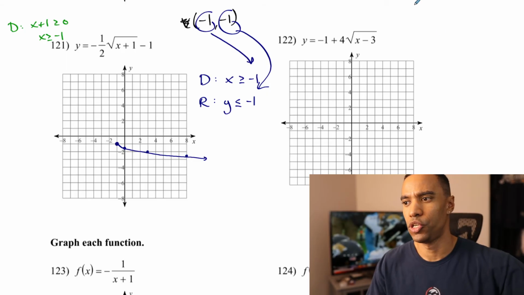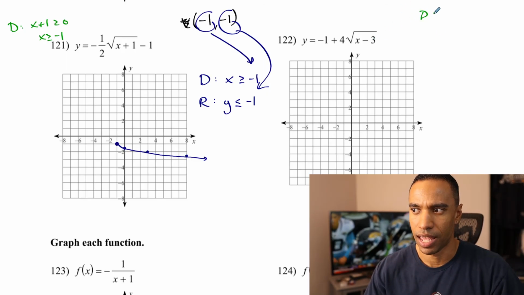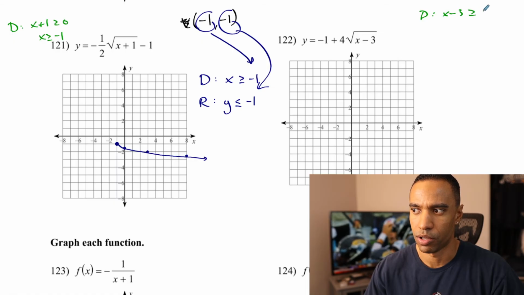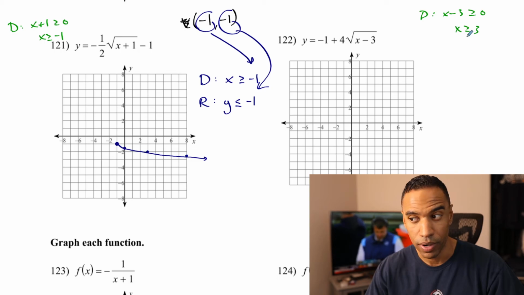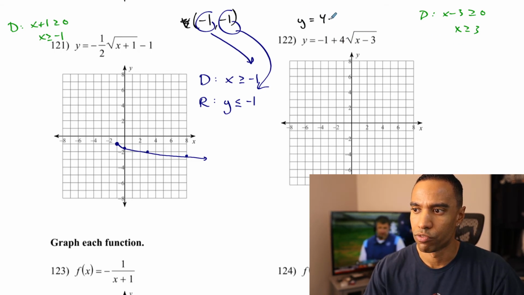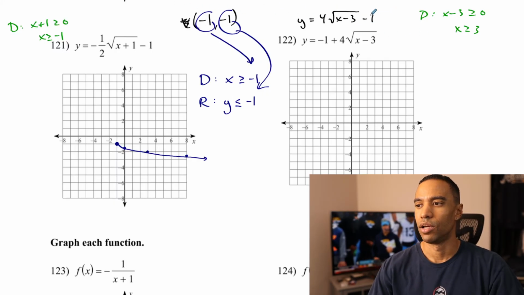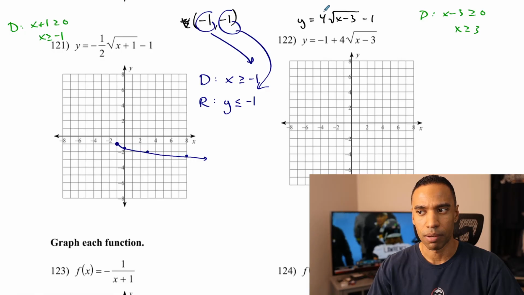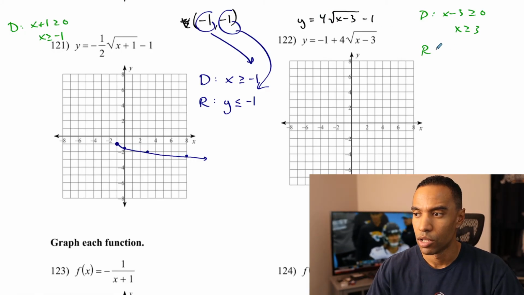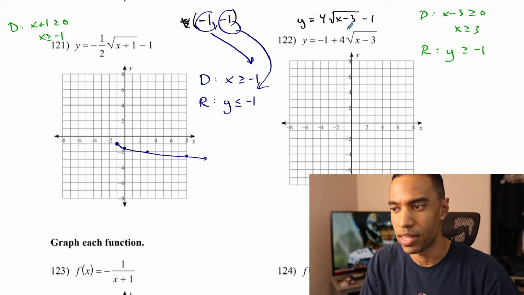All right, number 122. I can predict domain and range based off what this is. X should be greater than or equal to h, or x minus 3 is greater than or equal to 0. X is greater than or equal to 3. We'll go to the right from 3. By the way, if I rewrote this, y equals 4 root x minus 3 minus 1. Your k, -1 is the lowest it gets, and it goes up from there. Positive means it goes up. Range is y is greater than or equal to -1. You'll see that on the graph, though.